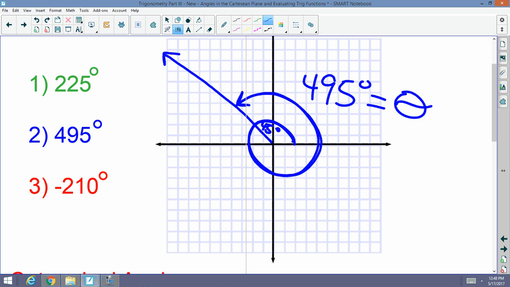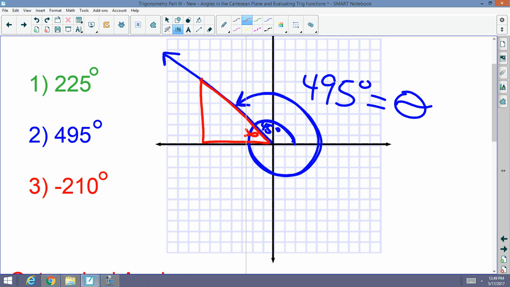That's my theta. But what's my reference angle? My reference angle will be this guy right here. We'll call it alpha. That's who I'm going to work with. I will show you how to get reference angles in a little bit, but I just want to give you a preview.